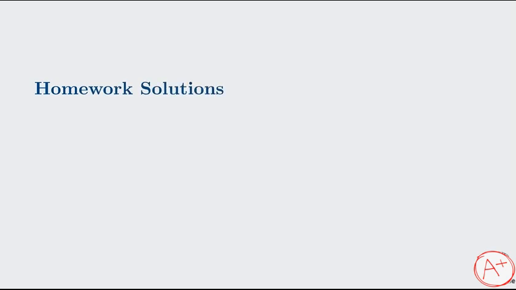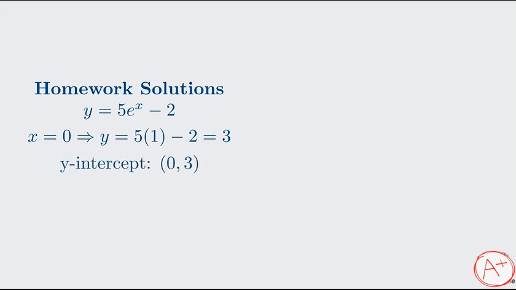Let us look at the solution for the easy question. For the y-intercept, setting x to 0 gives 5 minus 2, which is 3. The horizontal asymptote is simply the constant term, so y equals negative 2.